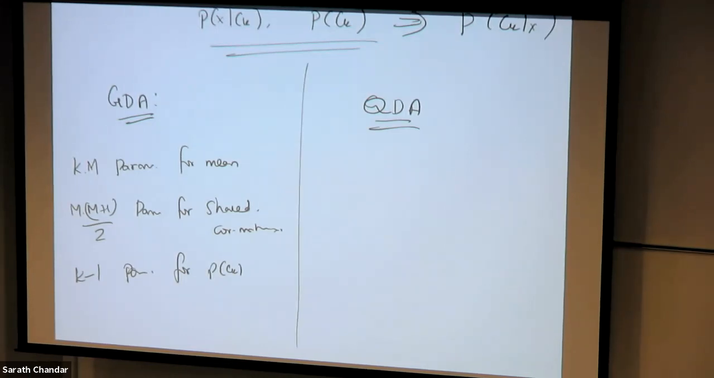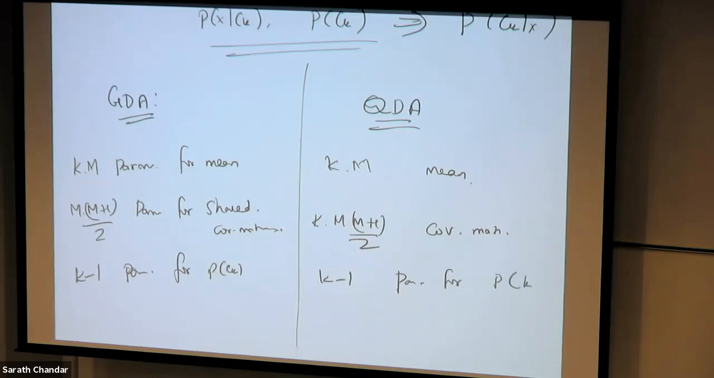Now let's talk about QDA. QDA has the same number of means, so it's K times M for the mean. Now you don't share your covariance matrices, which means there are going to be K different covariance matrices. So K times M times M plus 1 divided by 2 for the covariance matrices, and you have K minus 1 parameters for P of CK. Is that right? So QDA has much more parameters than GDA. So if you want fewer parameters, you should be using GDA.